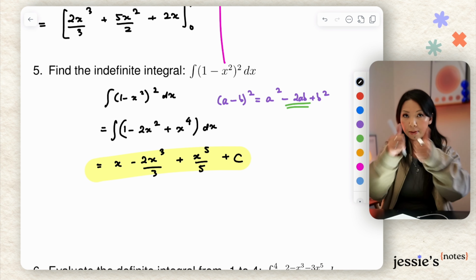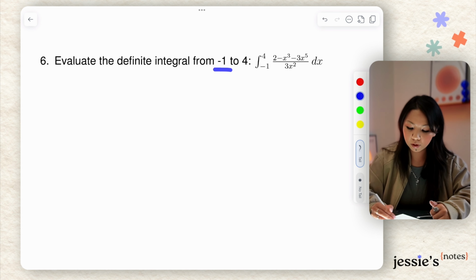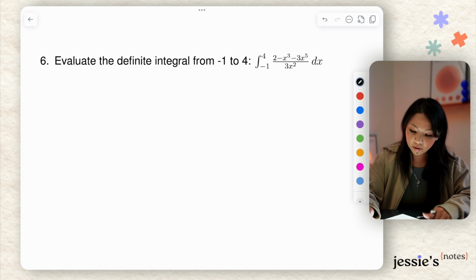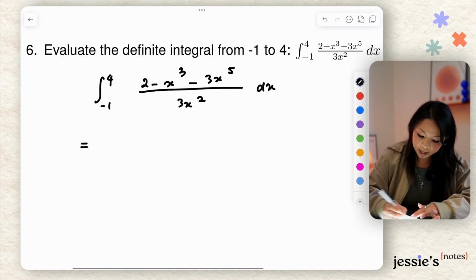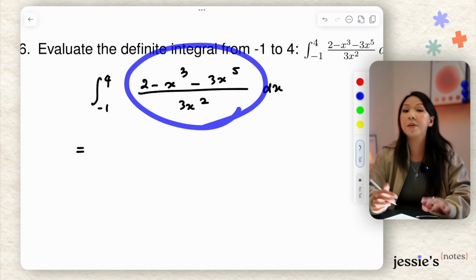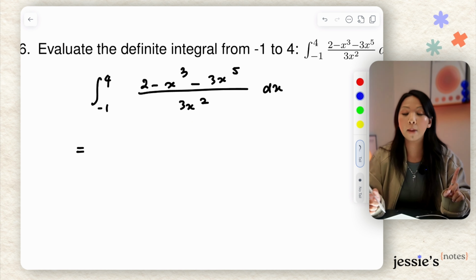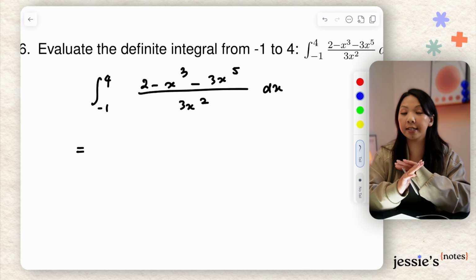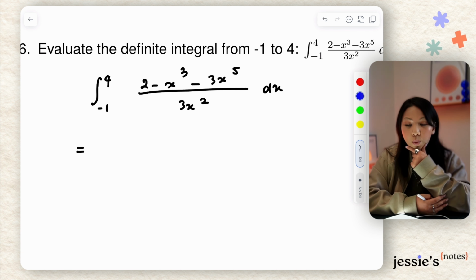Beautiful. Question 6. Evaluate the definite integral from -1 to 4. So if I look at this guy over here, I'm just going to rewrite it. If I look at this guy over here, you're going to be like, ooh, big fraction, quotient rule. But remember, quotient rule is not applicable to integration, only differentiation. So I need to think, how am I going to deal with this?